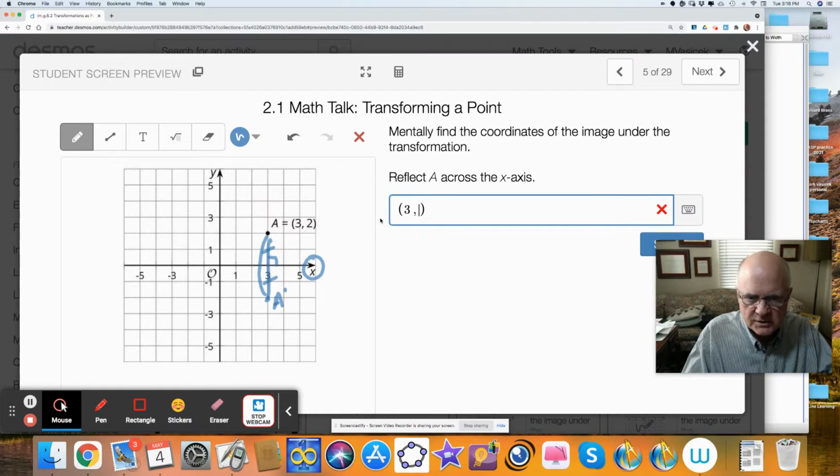Notice the 3 stays the same for both of these. So it's reflecting across the x-axis, but the 3 means I'm going the same distance in the x direction. It's the y values that change.